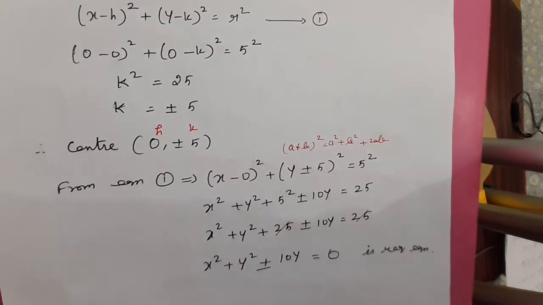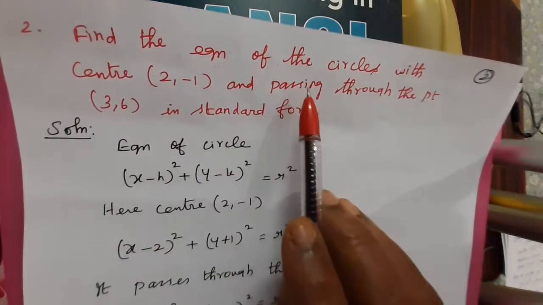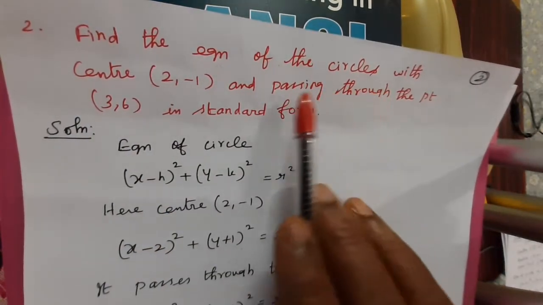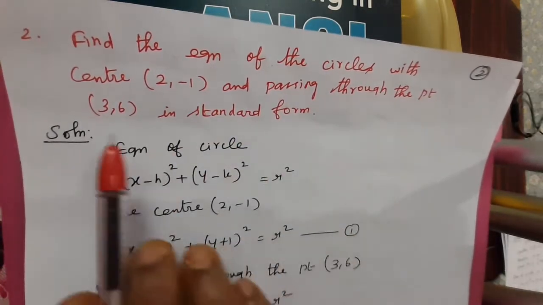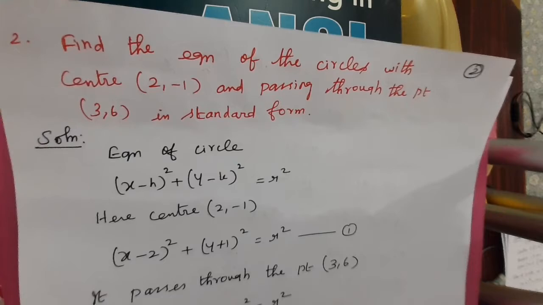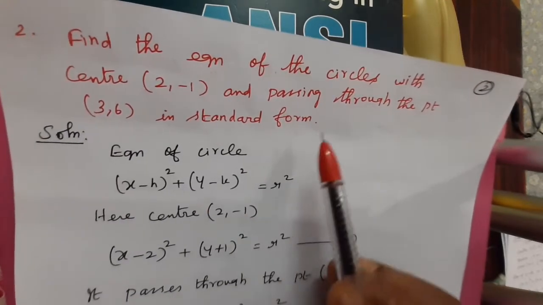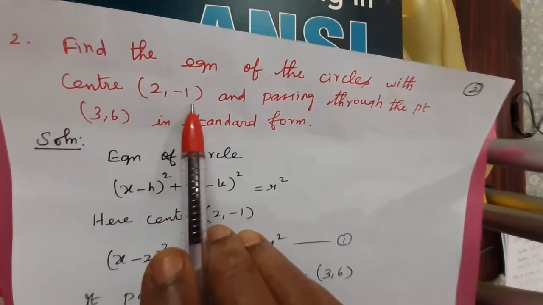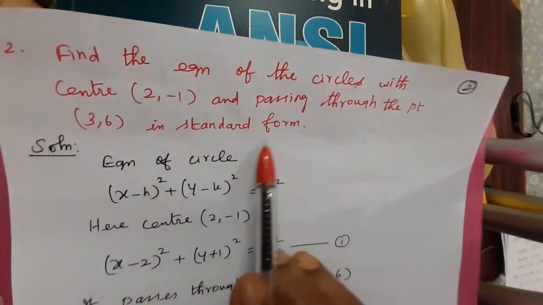Remember the formula only. See the second question. Find the equation of the circle with center 2, minus 1 and passing through the point 3, 6 in the standard form. The second sum is: find the equation of the circle with center 2, minus 1 and passing through the point 3, 6, in standard form.